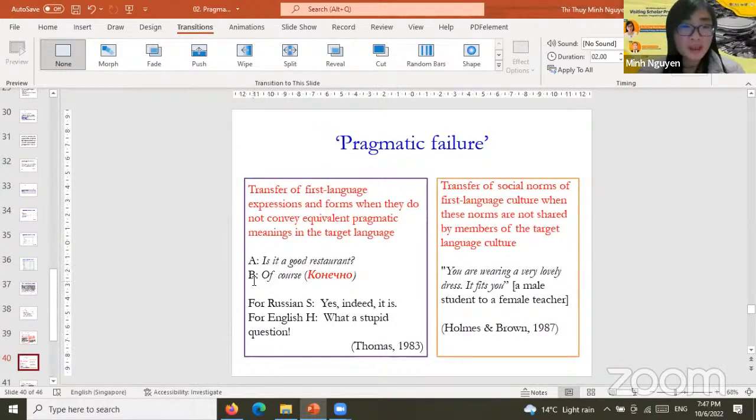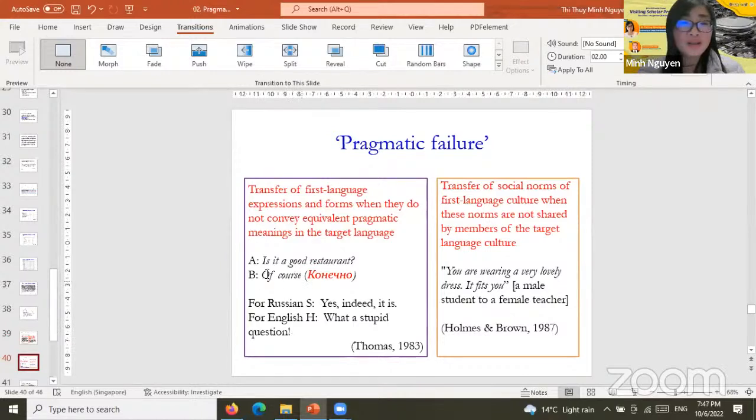So if you look at A and B here, B is a Russian speaker, A is an English speaker. And when A asks, "Is it a good restaurant?" and B says, "Of course," then A is not happy, all right? Because "of course" has a very different meaning in English as compared to Russian. So for Russian, "of course," or конечно, right, just means yes, certainly, yes, it is, right? So it's just an emphasis. But for English, right, "of course" means "what a stupid question," because it's obvious, right? Obviously, it is a good restaurant.